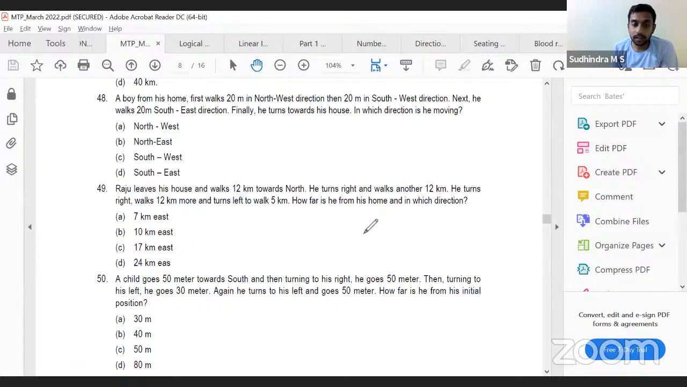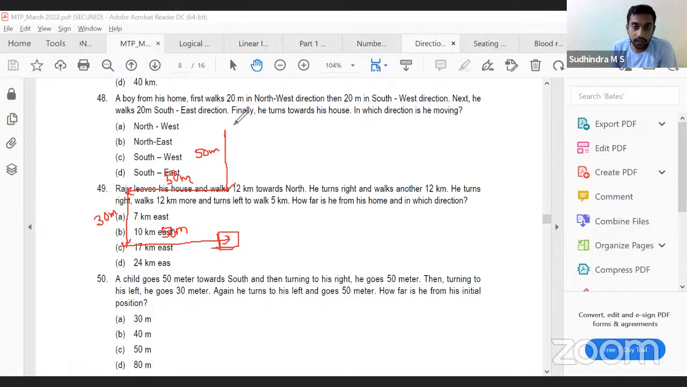30 meters. So 50 meters towards south, turns to his right, then goes left. His left, correct, 50 meters, then turns to his left, 30 meters, again turns to his right. Left, goes 50 meters. So how far is he from his initial position? 30 meters.